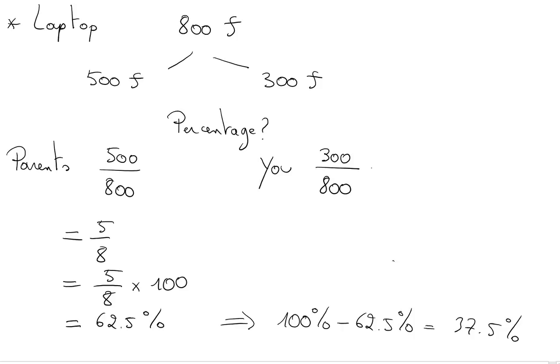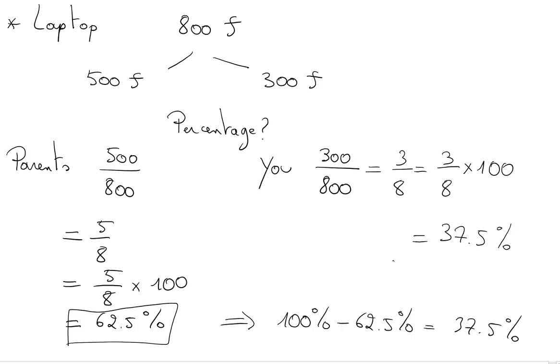But let's check. 300 over 800, that's 3 over 8. I'm going to try to put that as a percentage, so I'm going to use my calculator for that again. 3 over 8 times 100. And yes, I get 37.5%. So, in the end, out of that £800, my mom and dad are going to pay 62.5%, while I'm going to pay 37.5%.